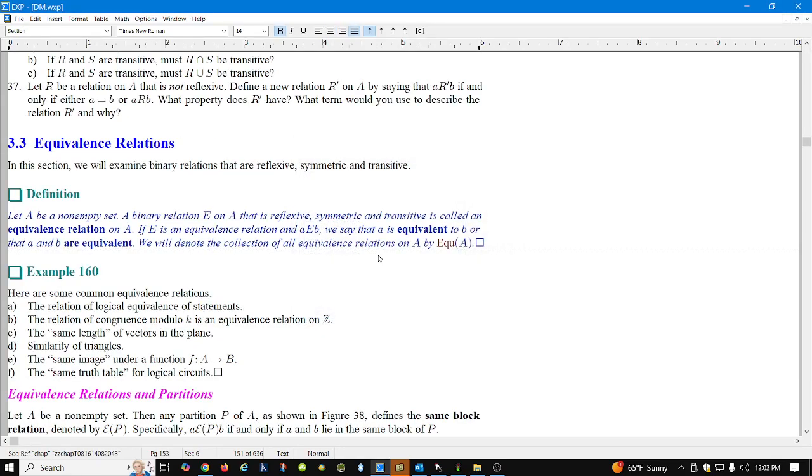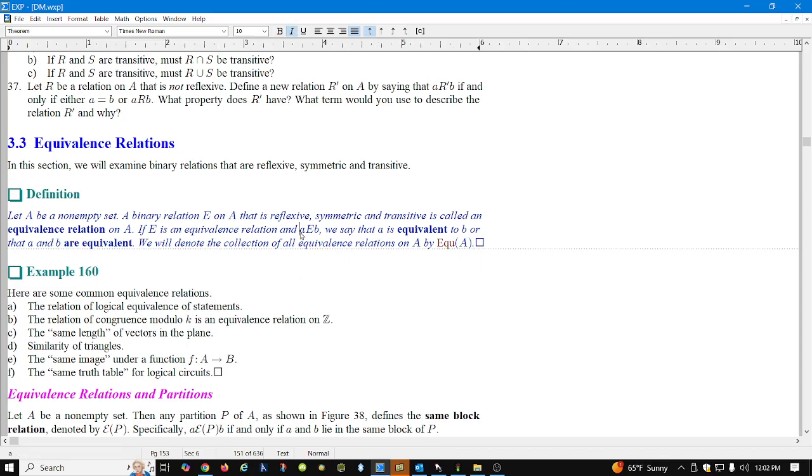In this video, we are going to discuss equivalence relations in some detail. And let's begin with the definition. Let A be a non-empty set. A binary relation E on A that is reflexive, symmetric, and transitive is called an equivalence relation on A.